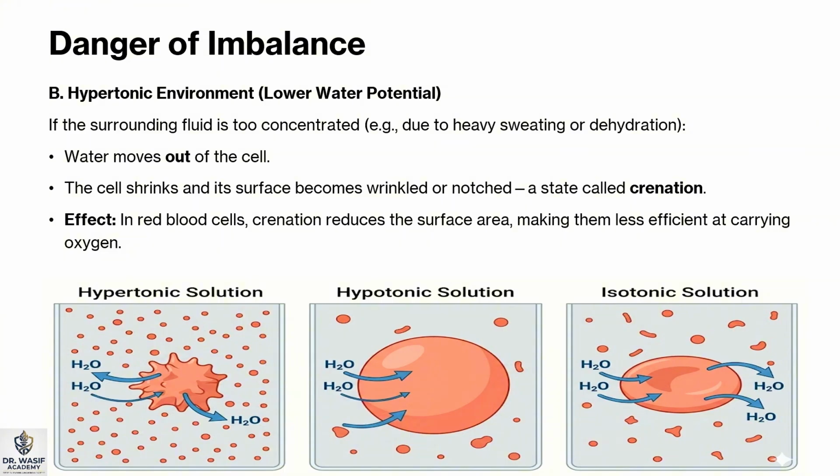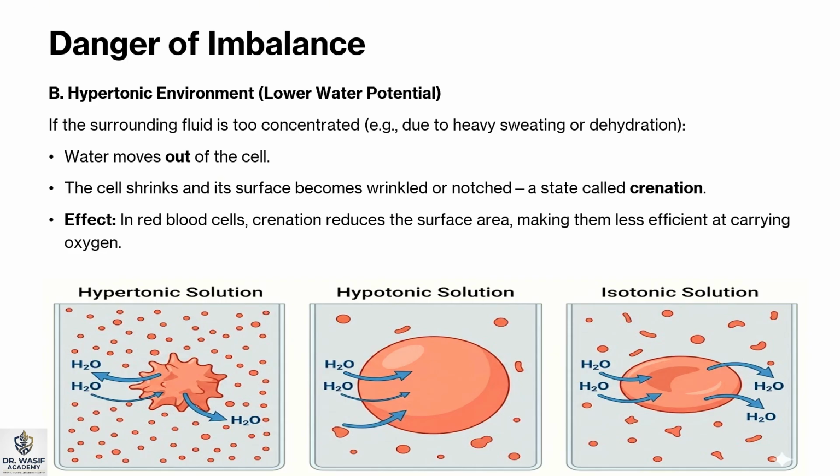Next one is hypertonic environment. This is the opposite problem of hypotonic. What happens when the fluid surrounding our cells becomes too concentrated? This occurs during heavy sweating, severe dehydration, or if you were to drink salty seawater. That is the reason we cannot drink salty seawater. So, this environment is called a hypertonic environment.